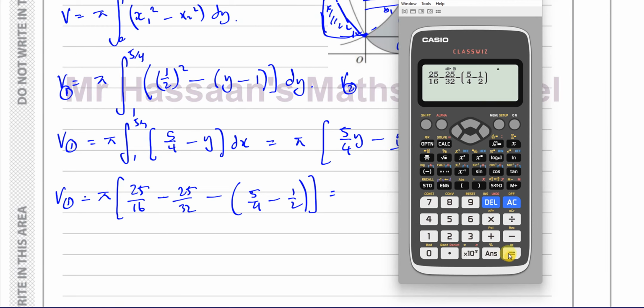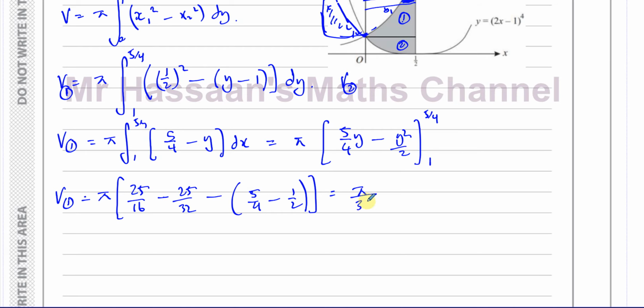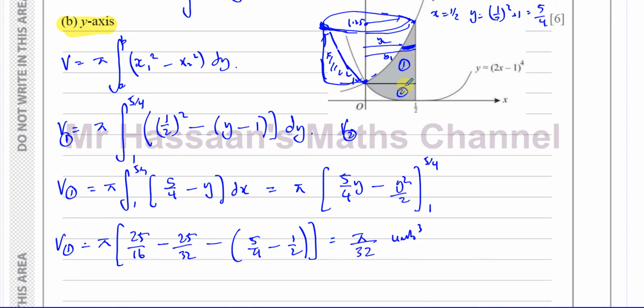And what does that give us? 1 over 32. So we got pi over 32 units cubed. That's the volume of that first part. So we haven't finished. We've got to now find the volume of the second part, which is this section over here.